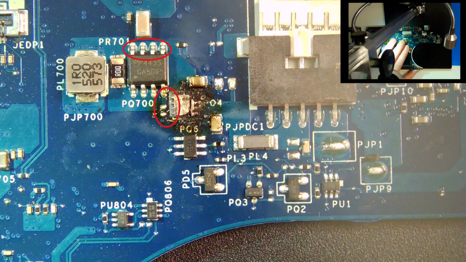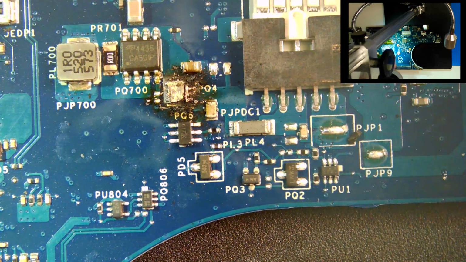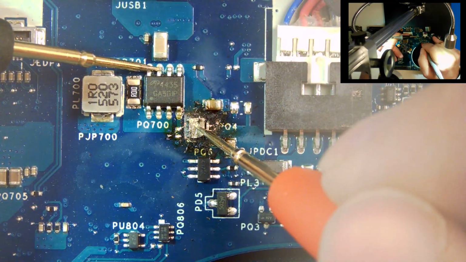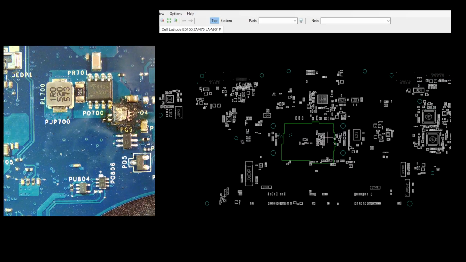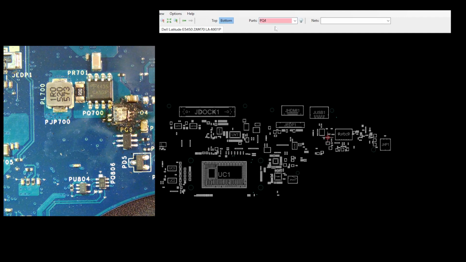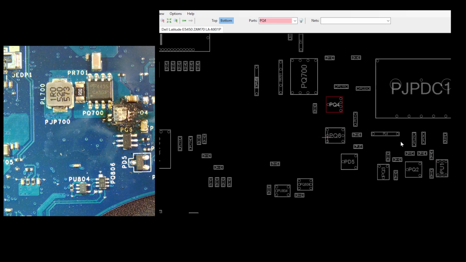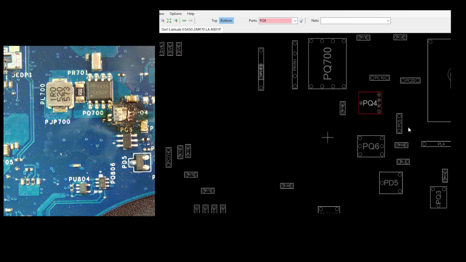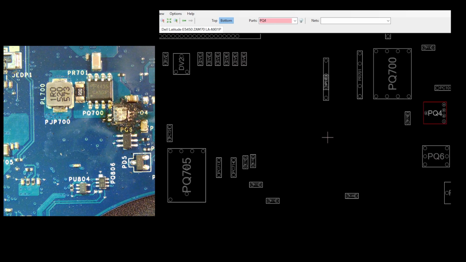In the meantime, we can bypass the first MOSFET by making a little bridge from the power supply positive rail to the drain of the second MOSFET. Now, there must have been a reason for the first MOSFET to short, so let's see where the output of the MOSFET leads and check those components. To do this, we can use the wonderful Boardview software and the E5450 file linked below.